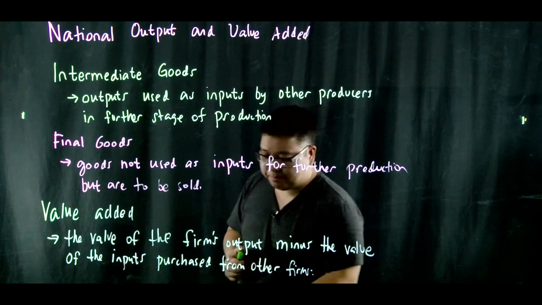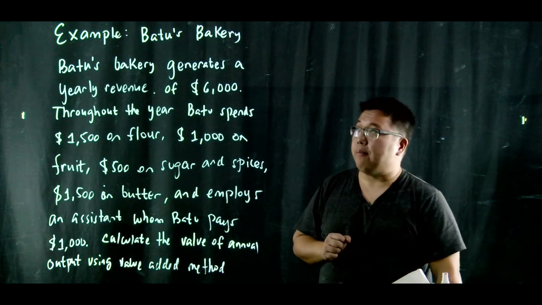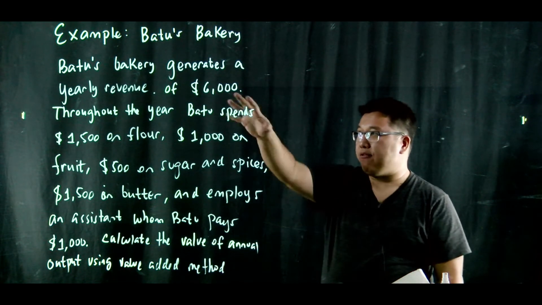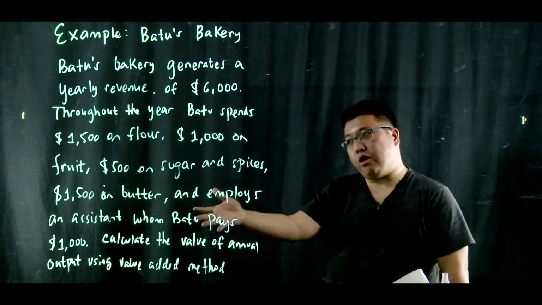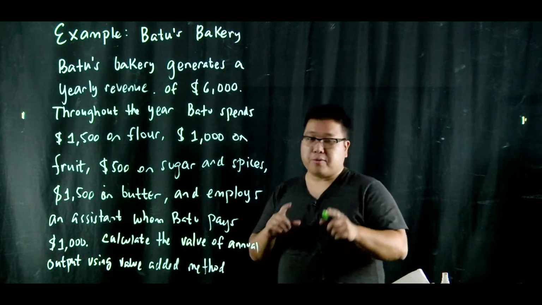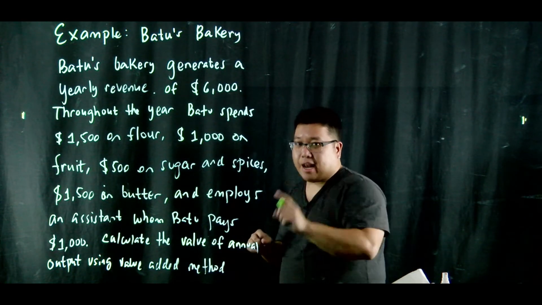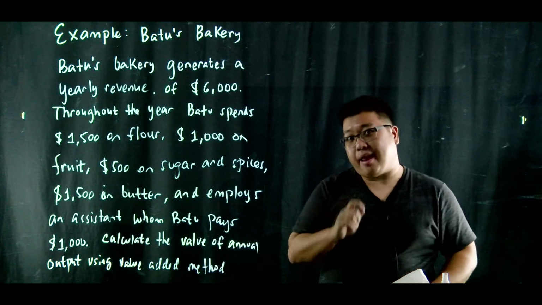But in this case, we're going to look at an example of one firm. Here I have an example of a firm where we have information on the revenue and the inputs used and the value of the inputs used by this firm. What we're going to do is compute the value added for this firm. Let's read the problem first and analyze the given.